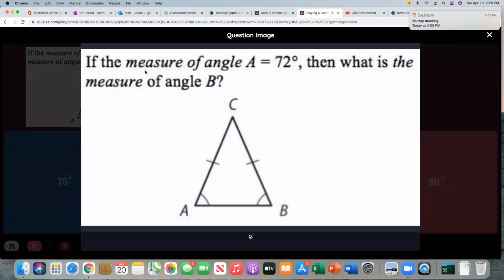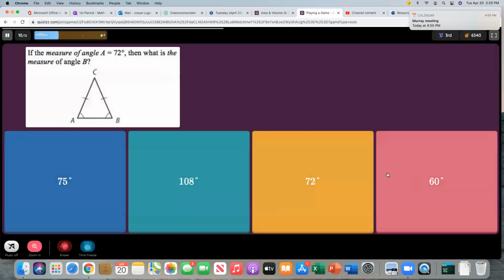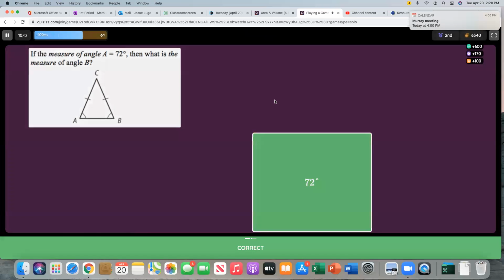All right, another one. If the measure of angle A is 72, what is the measure of angle B? Notice these lines right here, ladies and gentlemen, indicating that this is an isosceles triangle. So if these two sides are the same, I can assume that these two angles are the same. So if angle A is equal to 72 degrees, then I can assume that angle B down here is also 72 degrees. And that is the answer for this one, 72 degrees.